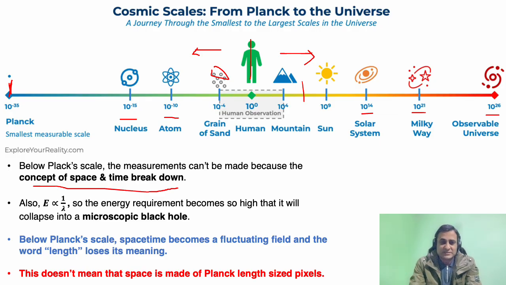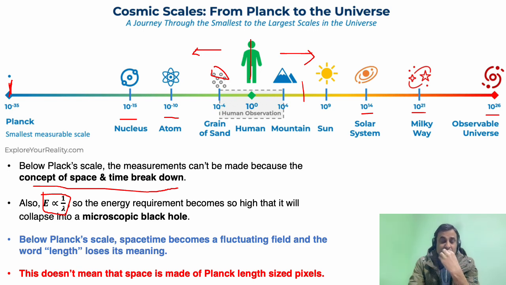And then there is another argument. If you are using light to measure something, you understand the relationship that the energy is inversely proportional to the wavelength of light. So if the wavelength of light is of the order of the Planck length, a very small number, then you need very high energy. Now, if you have this much energy in some space, it will basically collapse into a black hole, a microscopic black hole. So it's not just theoretically unachievable, it's also physically unachievable.